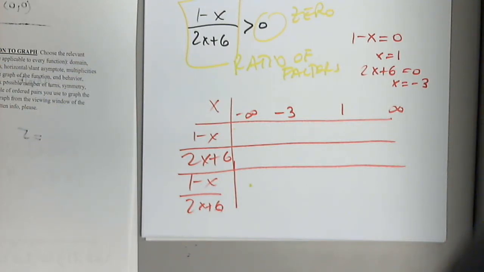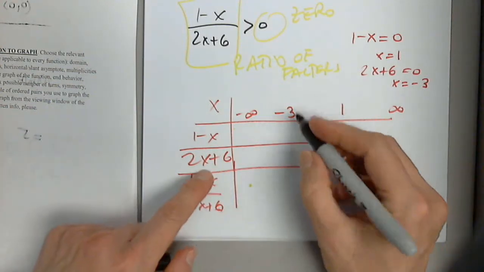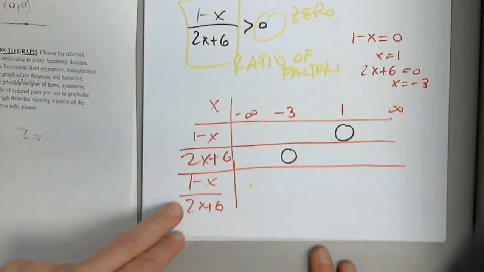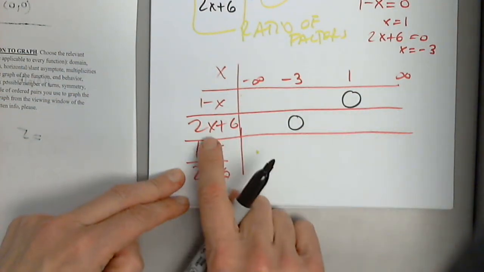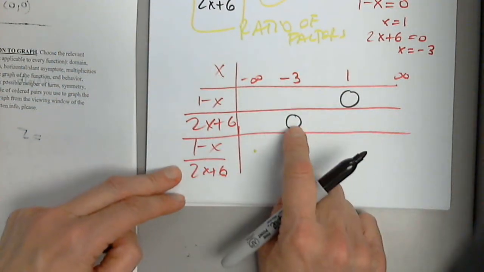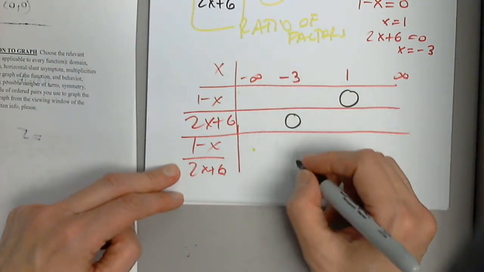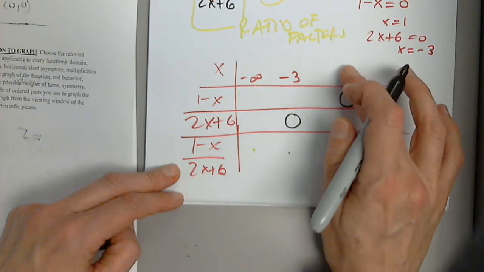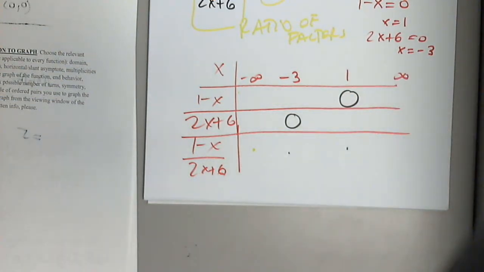Very good. Next step, I have to put the corresponding zeros. 0 in the first row for 1 minus x under 1, and 0 in the second row under negative 3. Now I need to put something here, right here, under negative 3 for the ratio, and under 1 for the ratio. You can't be negative 3, so you have to block it out. Awesome. Undefined.